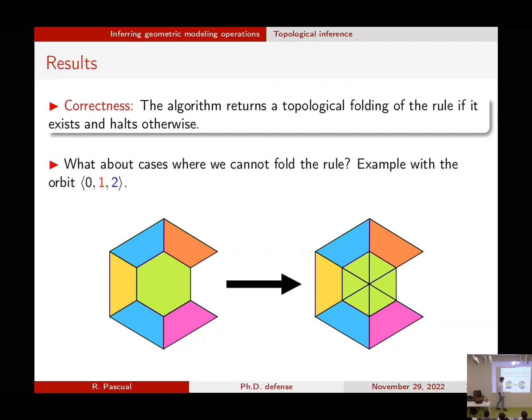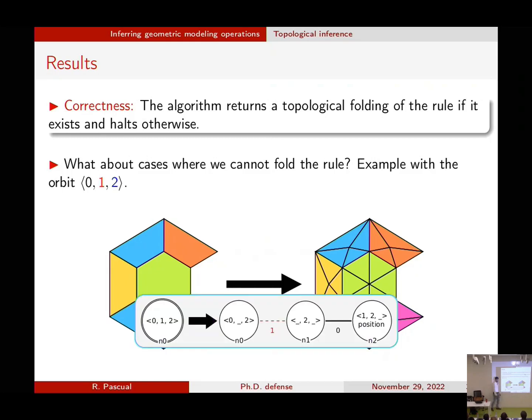But there's still some question. If I take this rule, this before instance and this after instance, and I try to fold it on the surface orbit, so 0, 1, 2, it will not work because I've only modified one face out of the complete surface. So it cannot be folded using the 0, 1, 2 orbit. And probably what the user wanted was to specify the triangulation of a surface, so an object just like this. And now the algorithm will work, and I will obtain this rule.